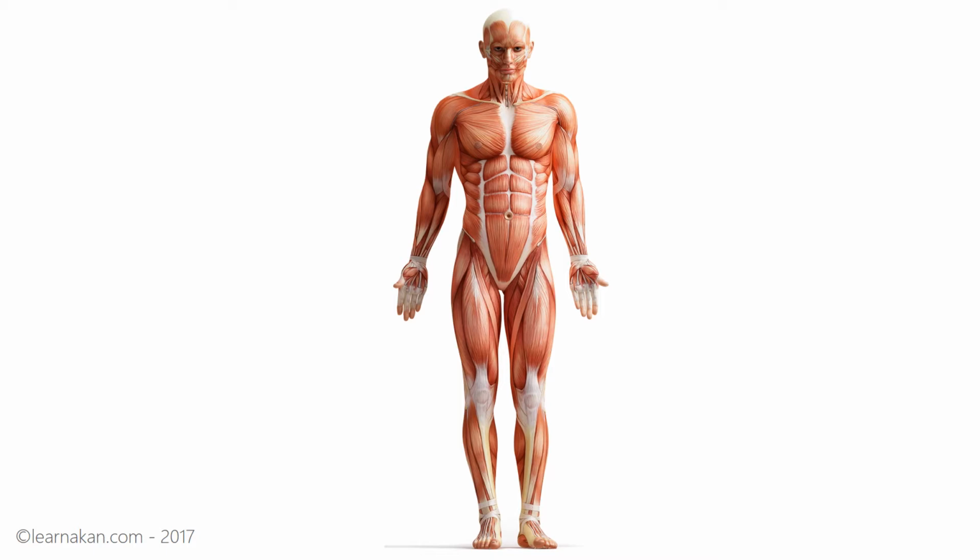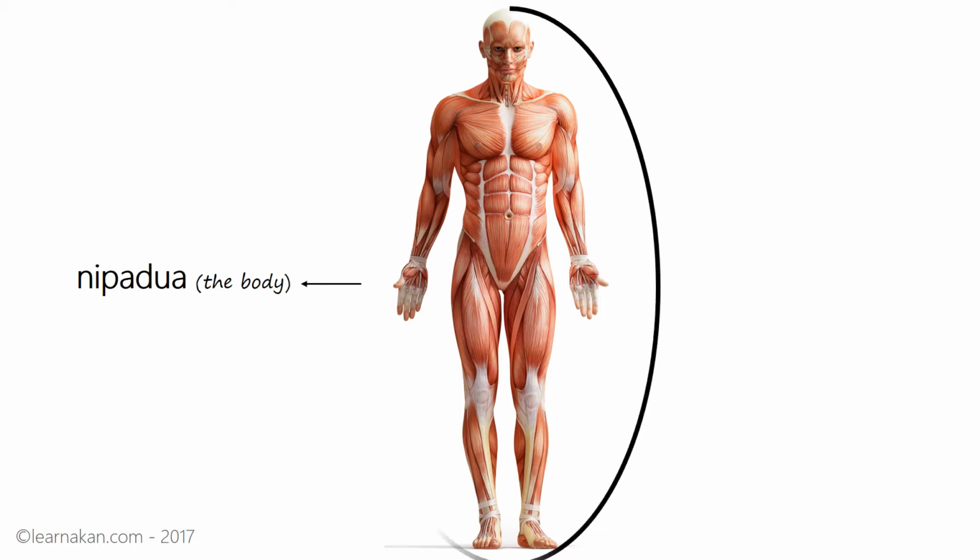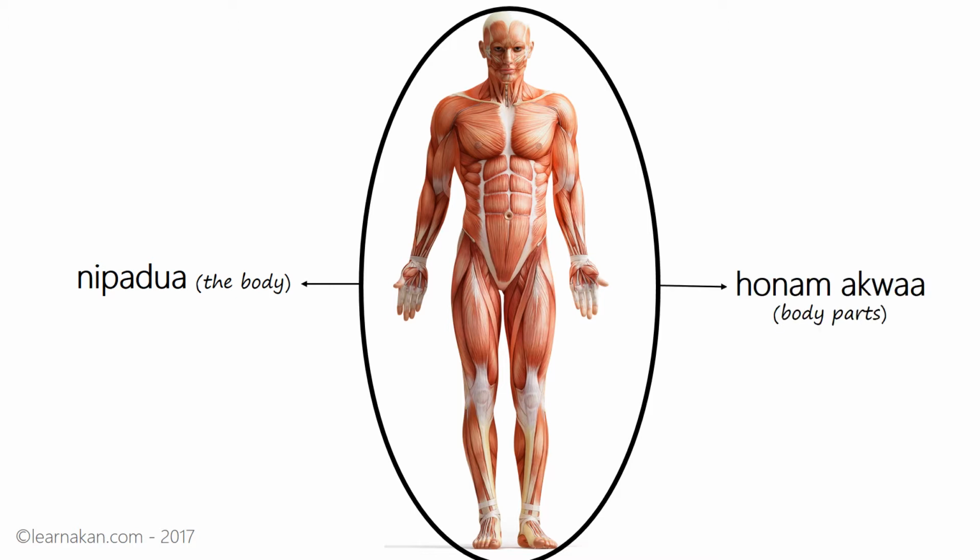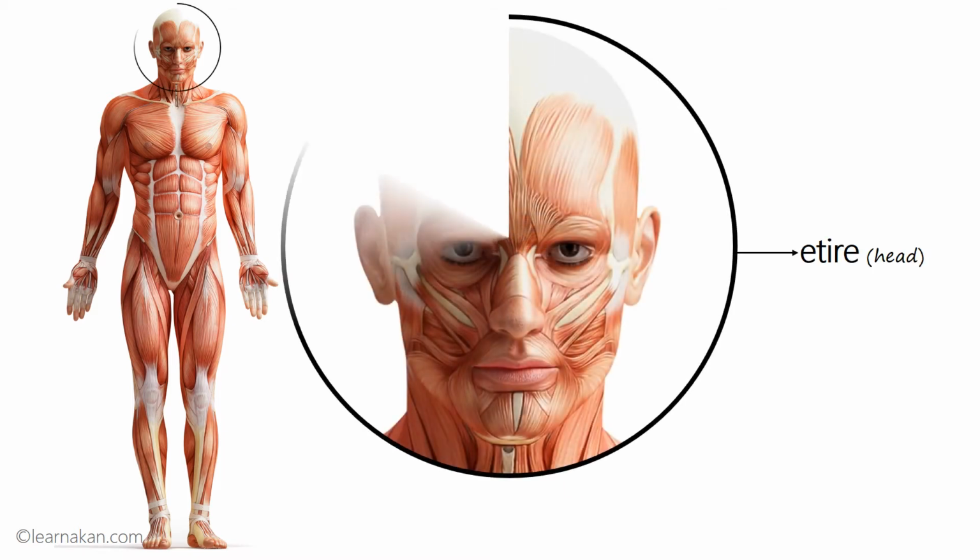Okay, let's begin with the Chi name of the full body. Nipadua, Nipadua. And we refer to the body parts as Honamakwa. Now let's tackle the various sections of the body. We begin with the head.